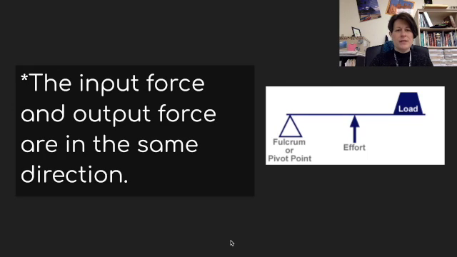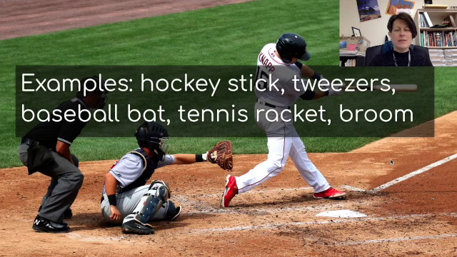Another thing to note is that the input force and output force are in the same direction. So go ahead and next to or on top of the load of the picture that you've drawn, draw an up arrow to show that the effort and load are in the same direction. Now, can you think of any levers that work this way? Some examples are a hockey stick, tweezers, a baseball bat, a tennis racket, and a broom.